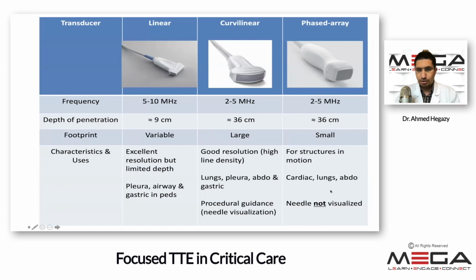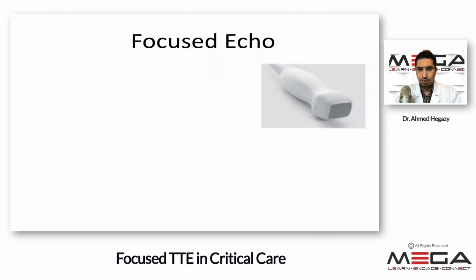So how do cardiologists confirm positioning of the needle? They use agitated saline and inject air bubbles and make sure that they can see the air bubbles in the pericardium, because the needle tip cannot be visualized with the phased array probe. However, this is the probe that we will be using for our focused echo.